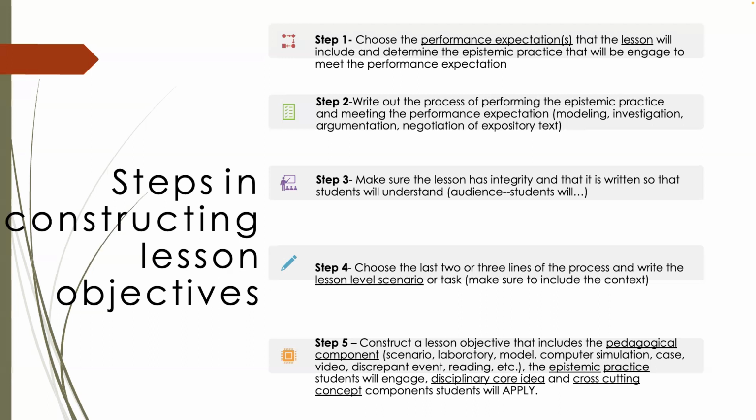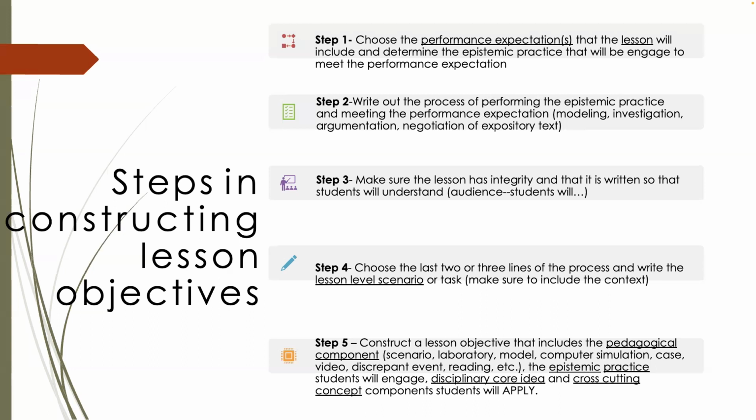Step three, we're going to make sure the lesson has integrity and that it is written so that students will understand what they are doing and understand what the end product is. So our students are always our audience. In step four, we're going to choose the last 2 or 3 lines of our process that we took our tools through and write the lesson level scenario or task. And then we're going to make sure to include the context.